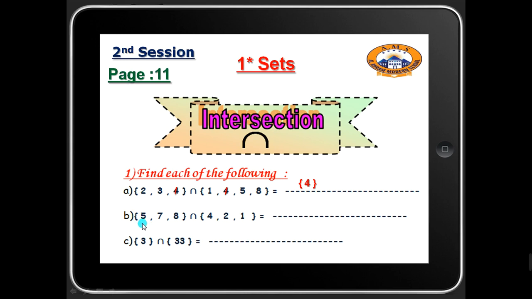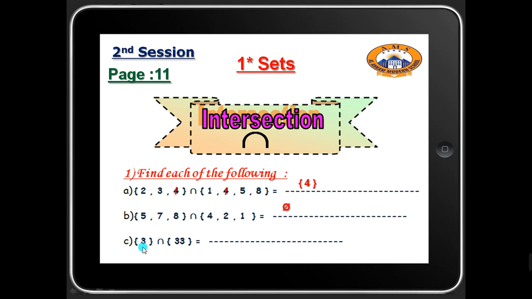Another one, the first set, its elements are 5, 7, 8 intersected with 4, 2, 1. As you see, there aren't any common elements between these two sets. So what I'm going to do in my answer is so easy. When we see there isn't any common element between these two sets, all you have to do is write phi, like an O with a dash inside it. So the answer is going to be phi. There isn't any common element between these two sets.